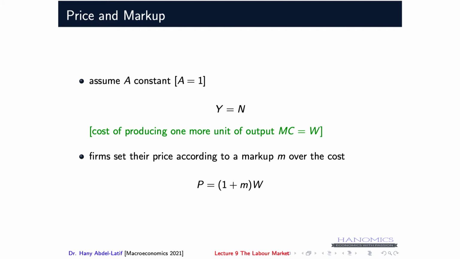So why are we looking at this? Because we want to know how firms set their prices. Basically, they usually set their prices with a markup over the cost. So if the cost here is W, then the price will equal 1 plus M, where M here is the markup, times the cost, which is the wage. Okay, so from here we can have this relationship between the price and the wage, and we could also use this to get an expression of the real wage. Real wage here is W over P.